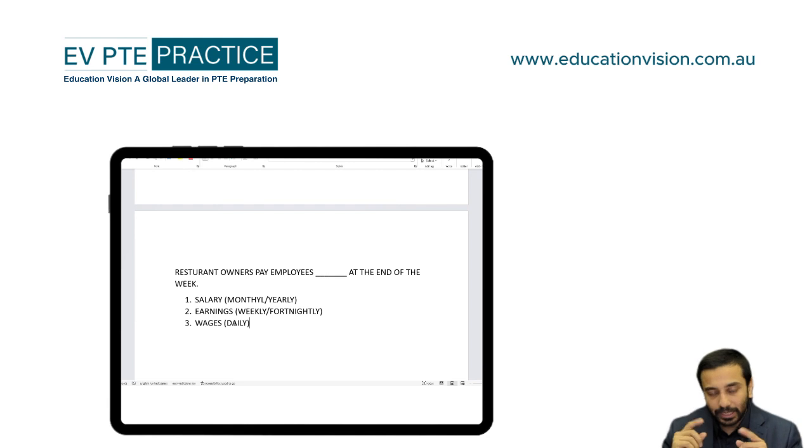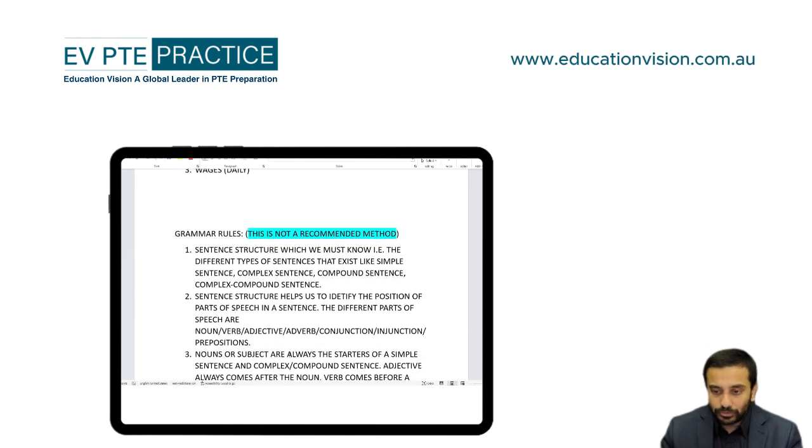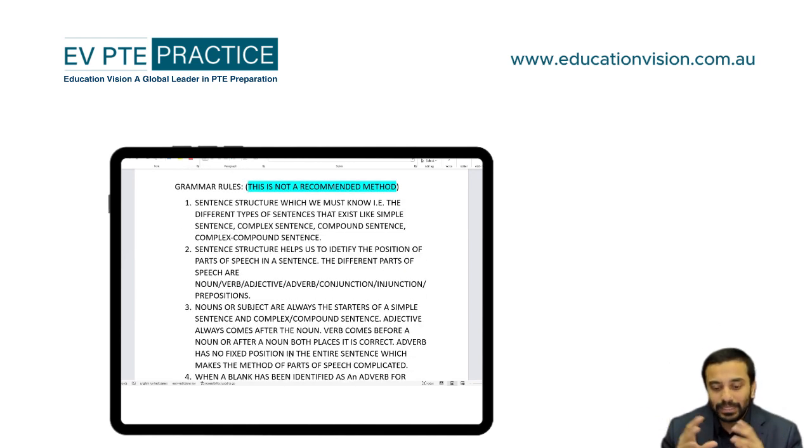But before that, let's have a look at grammar rules and why they are not the most effective way. I have written here that this is not a recommended method. For grammar rules, the first thing I should know is sentence structure: the different types of sentence structures, like simple sentence, complex sentence, compound sentence, and complex compound sentence. A simple sentence means subject, verb, object. Compound sentence: subject, verb, object plus subject, verb, object. Complex sentence: subject, verb, object plus verb, object.